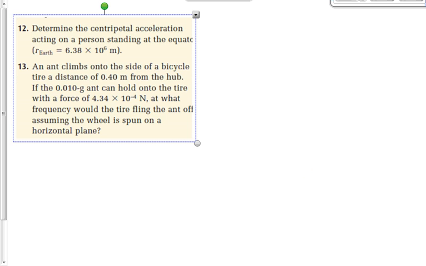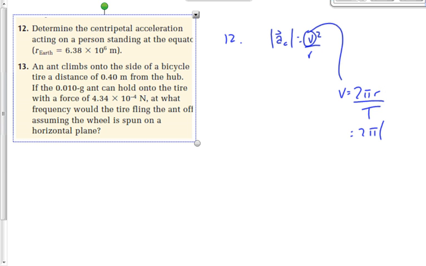All right. Next question was number 12. Determine the centripetal acceleration acting on a person standing at the equator. This one's interesting. We know the centripetal acceleration is v squared over r, but we don't know what v is. We know what r is. That's good. We don't know what v is, so we've got to find it, right? 2 times pi times the radius, which is given to me as 6.38 times 10 to the 6, divided by the period. How long? Any ideas? So we've got to find the period somehow now, hey?